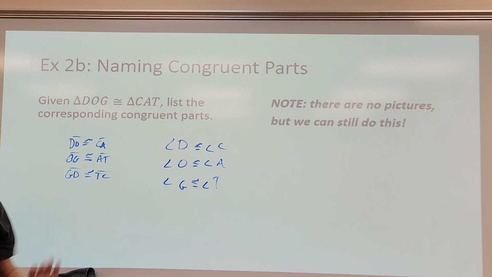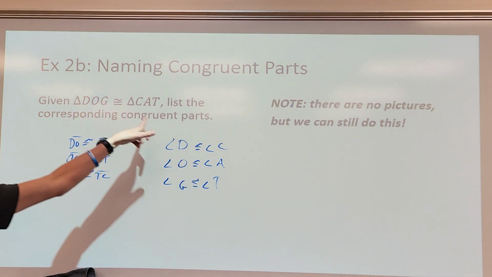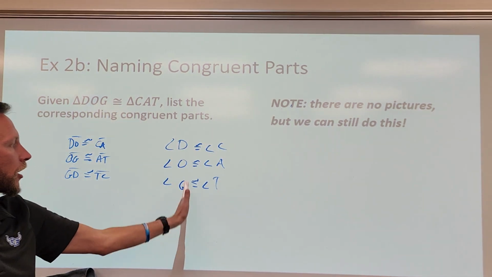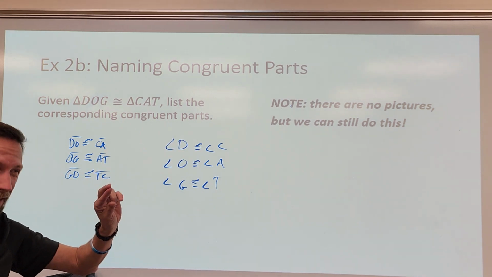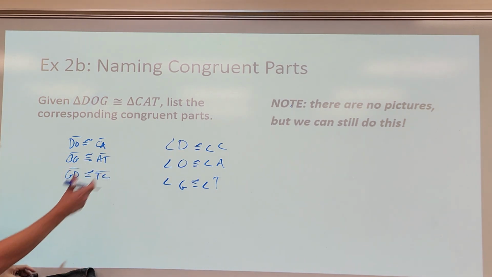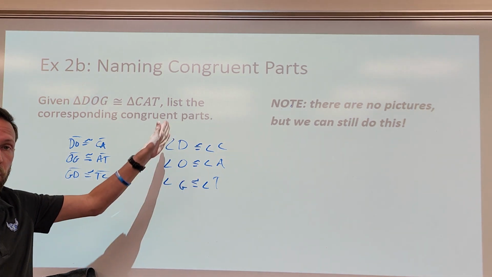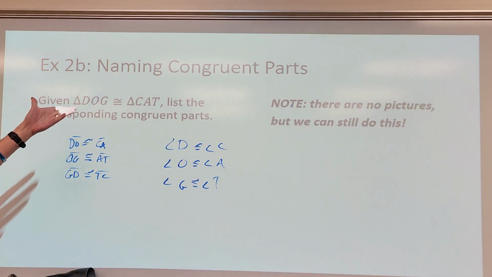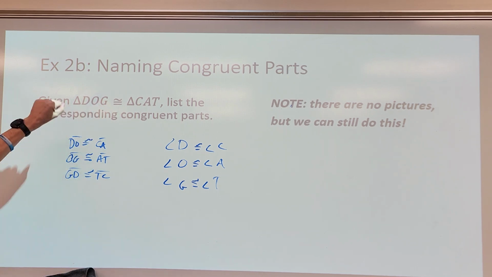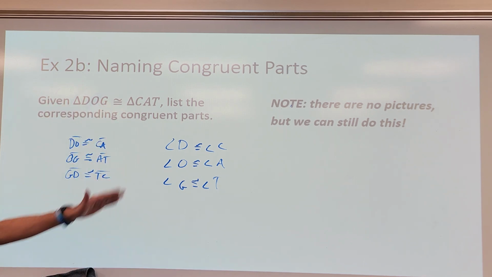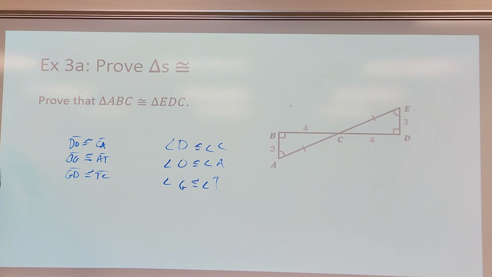Again, these should all be capital letters. Since we're just doing triangles, I'm just naming these angles using a single letter. We can get in the habit, and we should be in the habit, of being able to, if necessary, write the angle with 3 letters. Here I don't have a picture. We're understanding that there's no overlap here. Triangle DOG is over there. Triangle CAT's over there. We can name those angles as is.